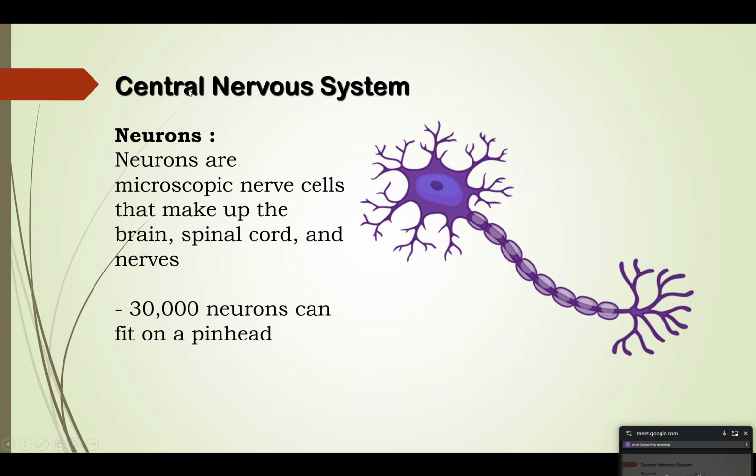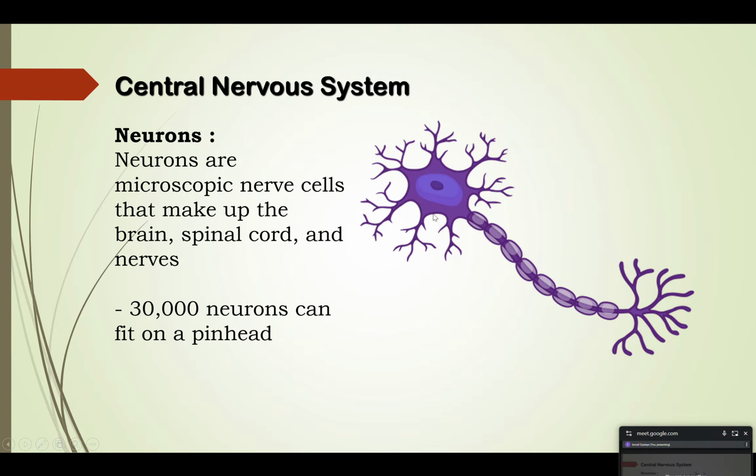These are still under the central nervous system, the neurons. You should know that the neurons are microscopic nerve cells. You don't call it neuron, you can call it a nerve cell or a nerve fiber. Okay, are we together? Yes, sir. So they make up the brain, the spinal cord, and the nerves.